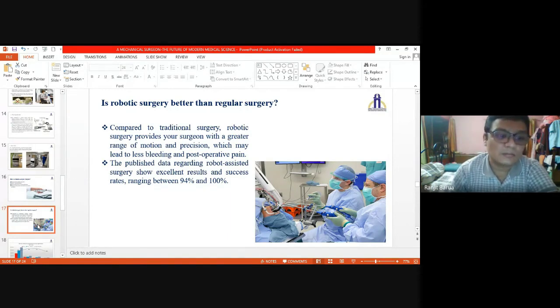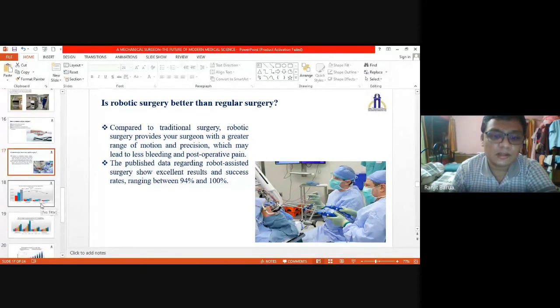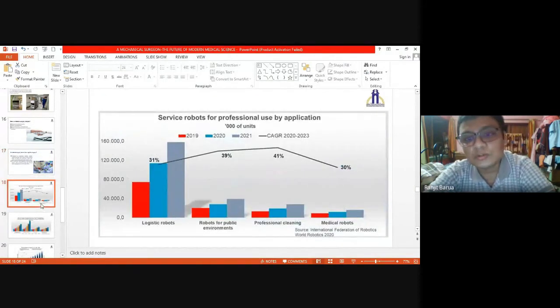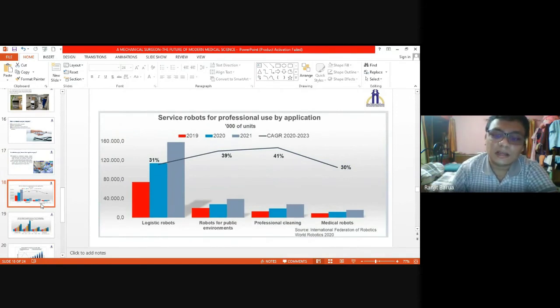So this is actually a very good analysis. Now I am also analyzing the service robots and professional robot applications. You can find here the logistic robot, the robot in public environment, and professional and medical robots. Now there, I have used their application based area. The medical robot's application is very less at present, because it is gradually developing. Logistic robot means automatic vehicles, and then there are robot applications in public environment or professional cleaning.